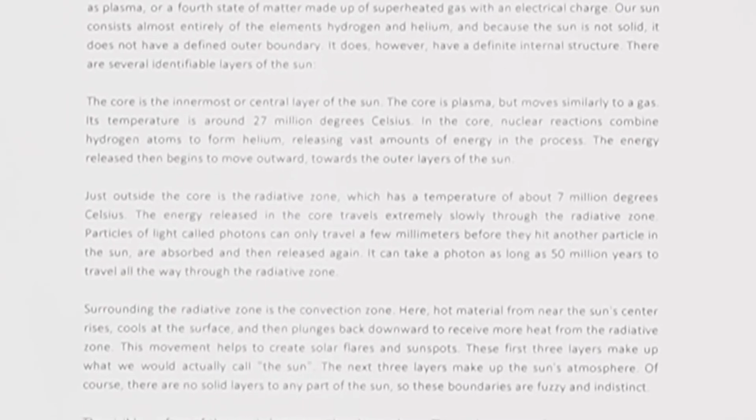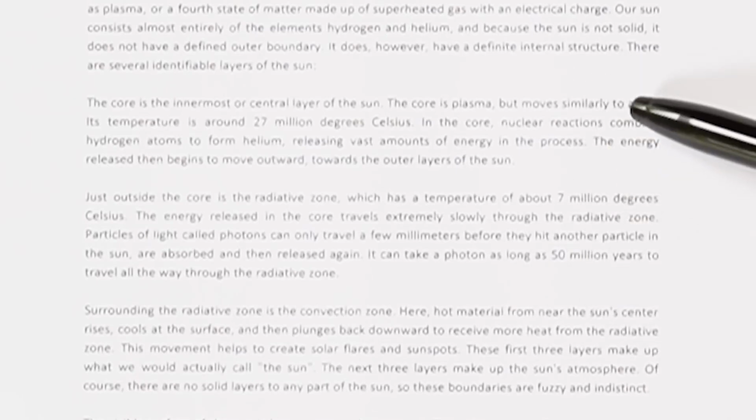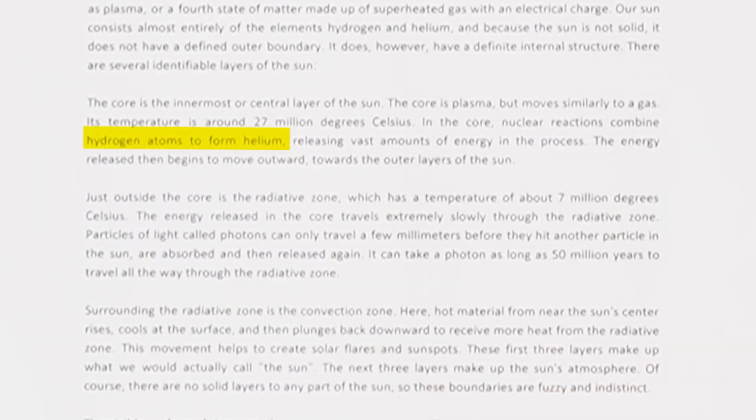So what we need to do now is scan for the location where they talk about the composition of the sun. So the interior is the core. So we're looking for the core. Okay, so the core is here, the core is here. Do they talk about elements? Yes, they're talking about hydrogen and helium.